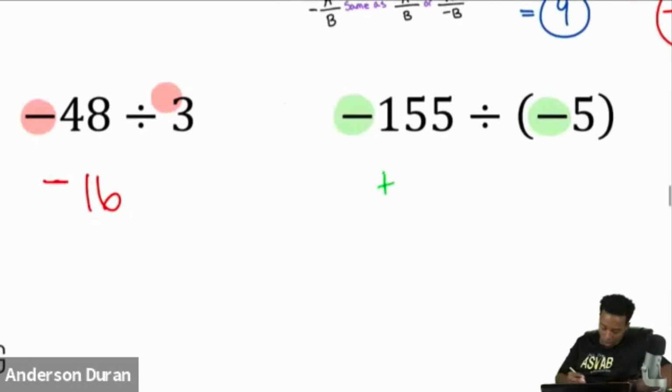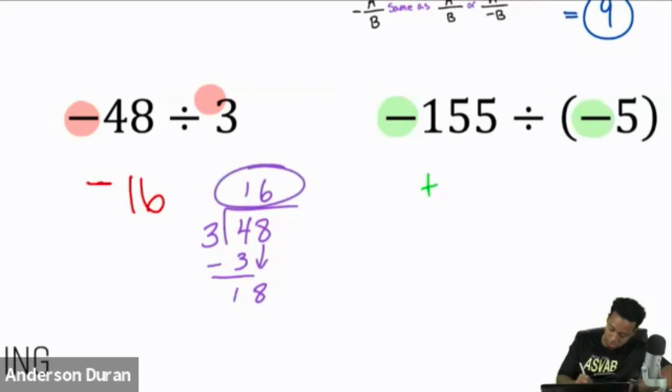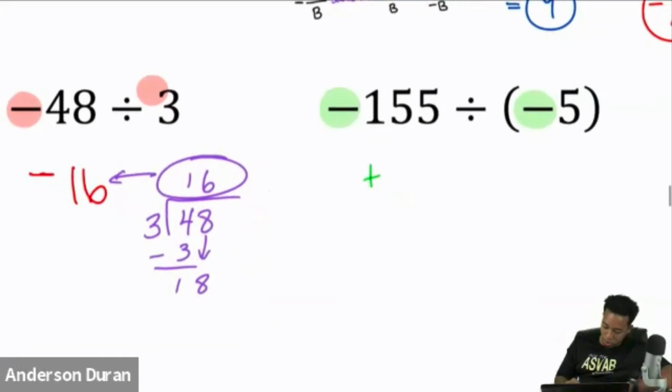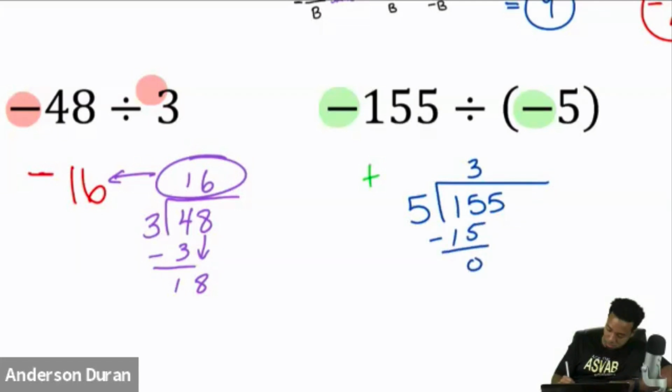And so I will go ahead and please the crowd there for those of us who need that long division. 3 into 48. 3 goes into 4 once. Bring the 8 down. 3 into 18 gives us 6. Over here, we're going to end up having 5 going into 155. 5 goes into 15 3 times. 5 goes into 5 1 time. 31.